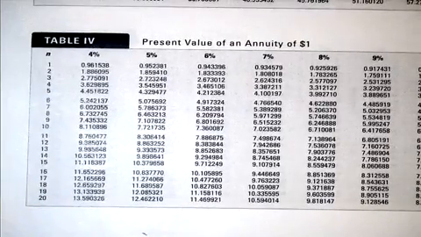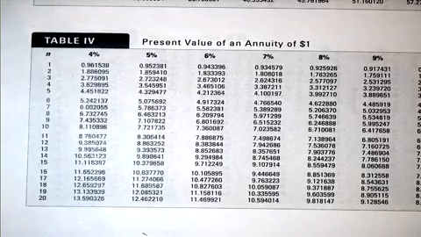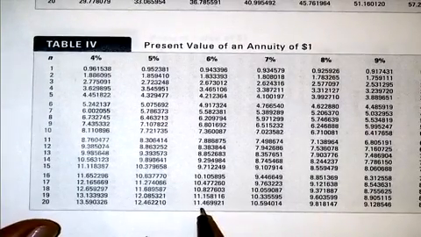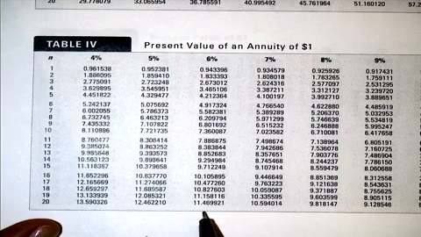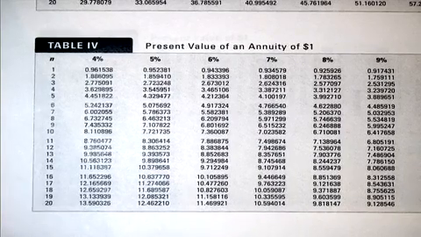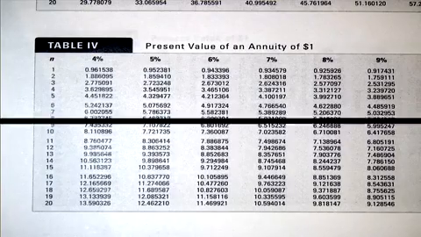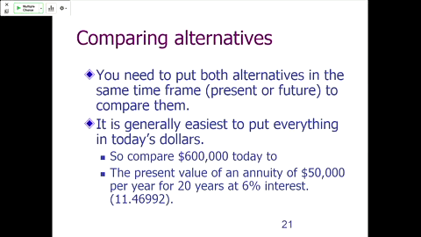Let's just double check. 20 years. So this would be my actual rate of interest. This would be what I would use to discount the 50,000 by. I'm taking interest off. 11.469921. Everybody okay on why I'm using that table, present value of annuity? If I look at that, I would say the present value of the 50,000 for 20 years at 6% is this factor from the table I picked.